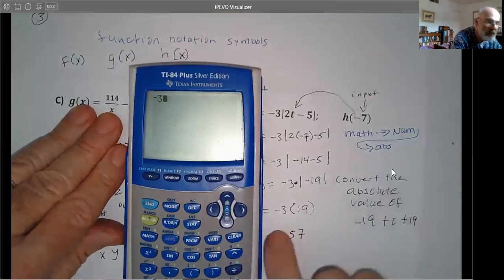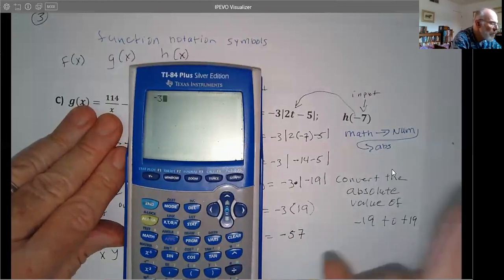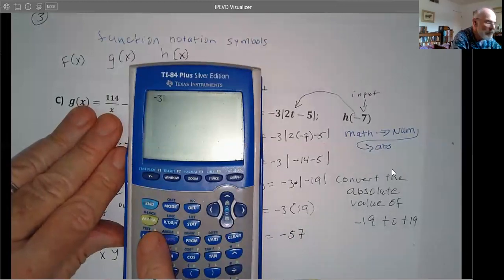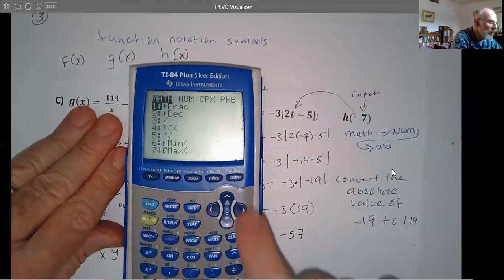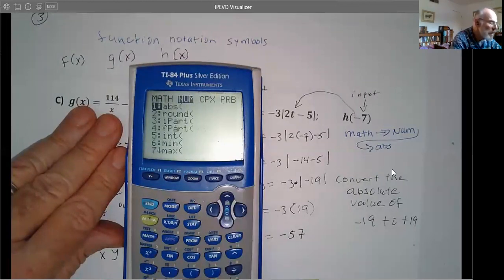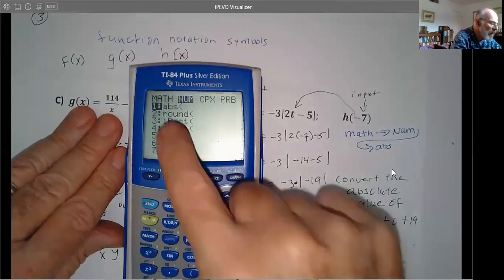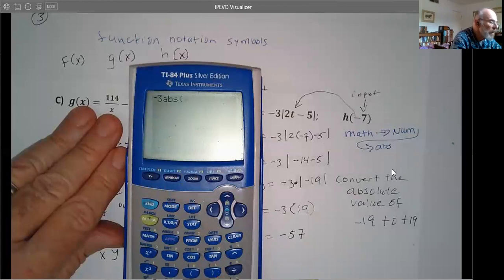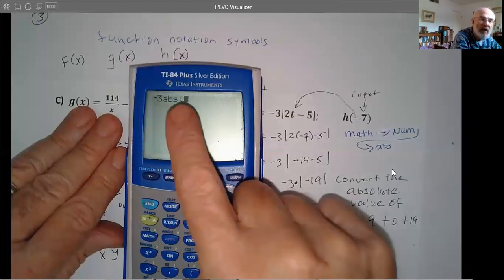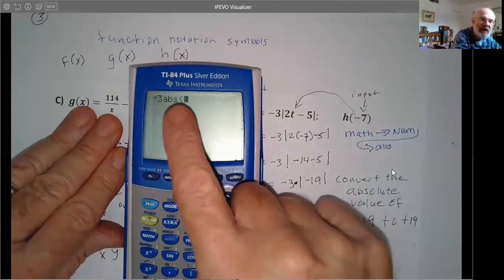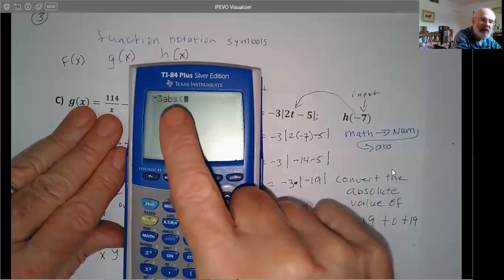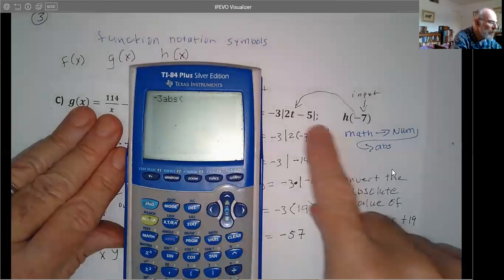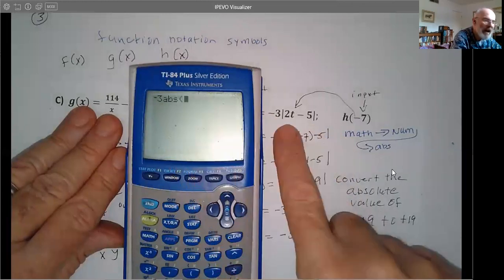Now I need the absolute value brackets. So I go to the math button here, click it, and scroll over one to get to NUM. Then I've got ABS as number 1. It's already highlighted, so I click enter. Now you see negative 3 times. When you don't see anything in between a number and something to the right of it, it's multiplication. And this parenthesis is actually the bracket.